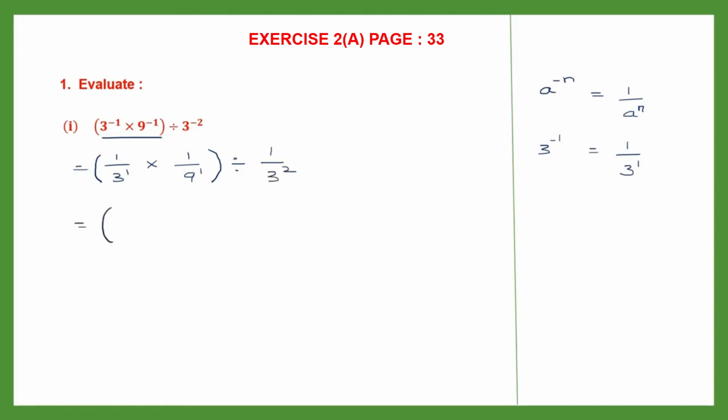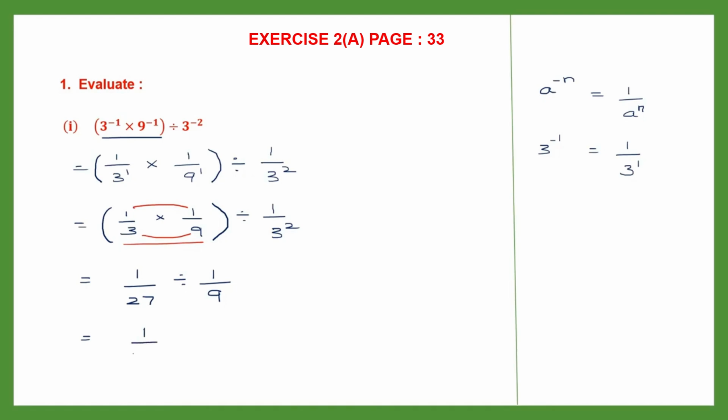So here it is 1 by 3 into 1 by 9, because 3 raised to the power of 1 is 3, 9 raised to the power of 1 is 9, divided by 1 by 3 raised to the power of 2. So here let's work out what is within brackets. So multiply the numerators and the denominators. 1 into 1 is 1 and 3 nines are 27. Divided by 1 by 3 square means 3 into 3. 3 threes are 9.